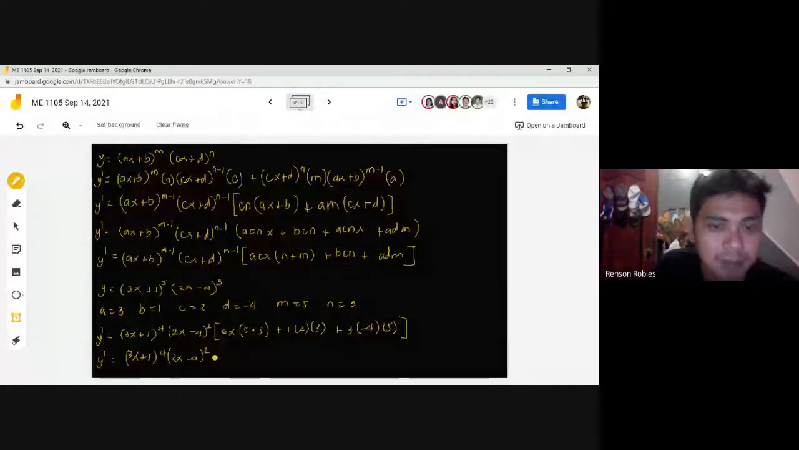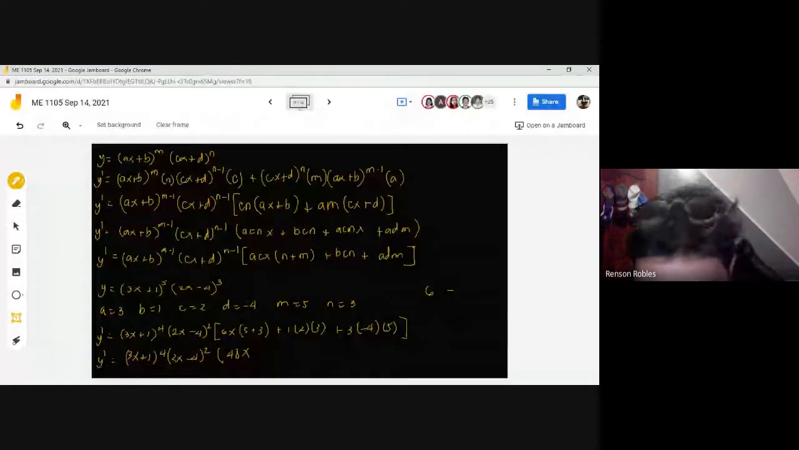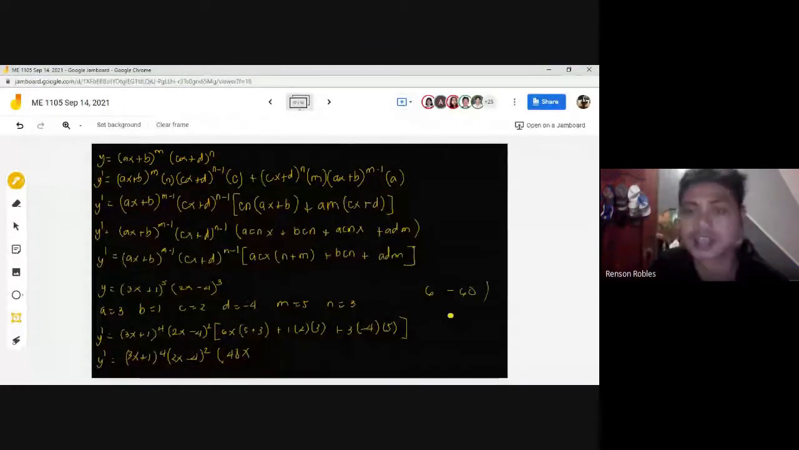So this will become 6x times 5 plus 3, 8, 48x. And then this is 6. Am I right? This is how many? Negative 60. Yeah, negative 60. 6 minus 60 is negative 54.